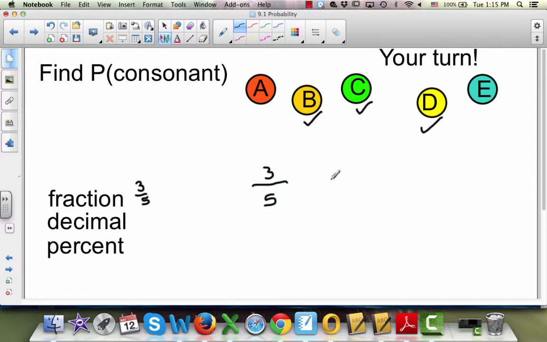We divide the top number by the bottom number, and we get 6 times 5 is 30, with 0 remaining, so that will be 0.6. Now we want to move the decimal over 2 places, fill in that 0, and we get 60%. So the probability is 3 out of 5 that you'll get a consonant, or the probability is 0.6 that you'll get a consonant, or the probability is 60%. There's 3 different ways of writing it.